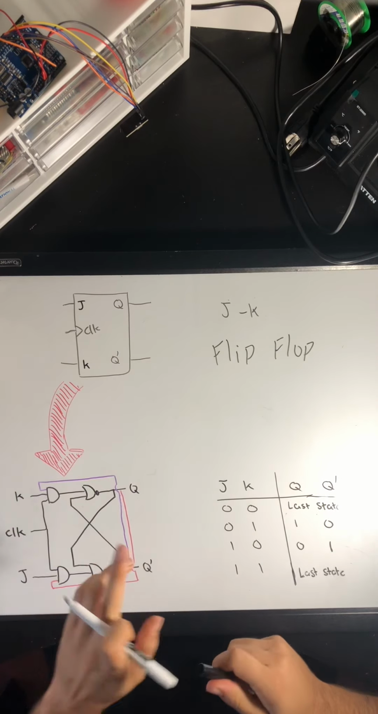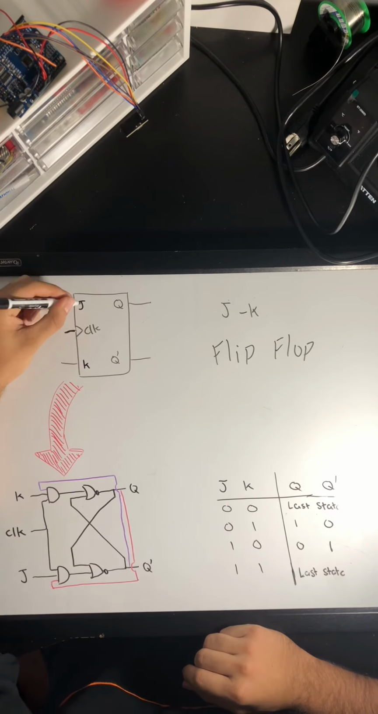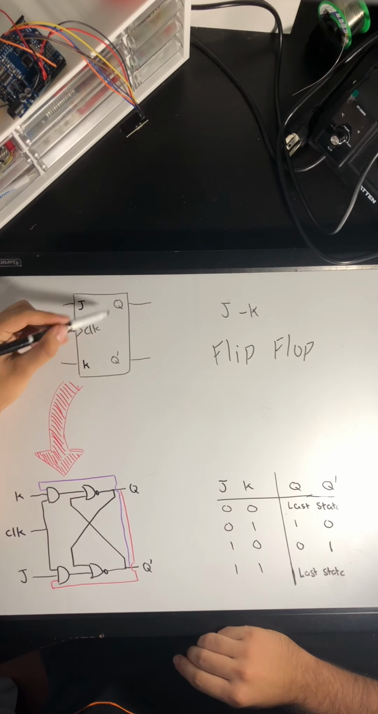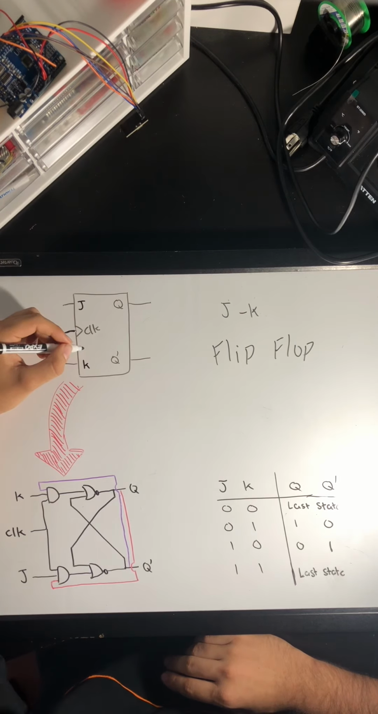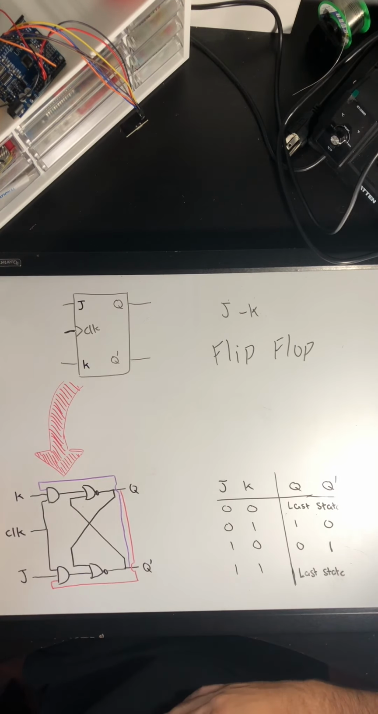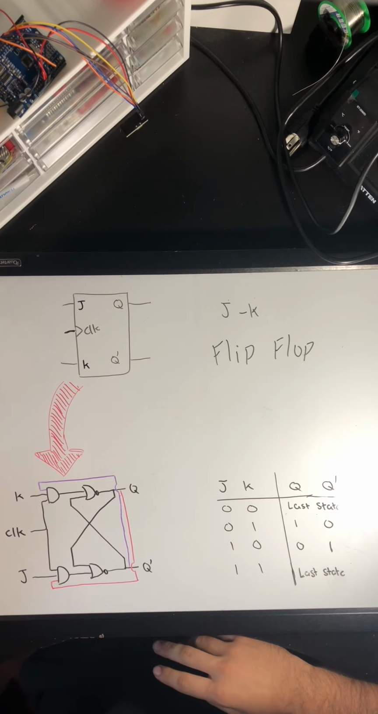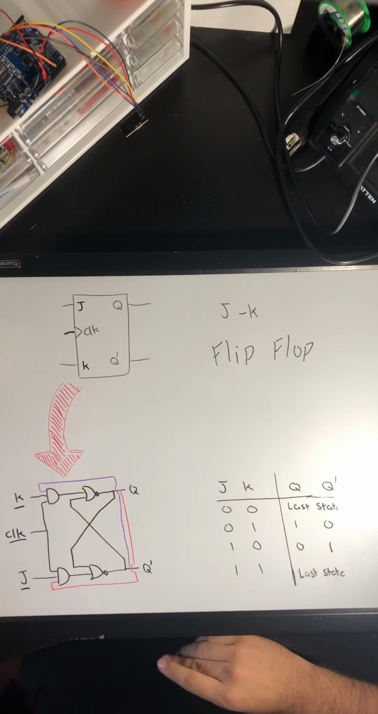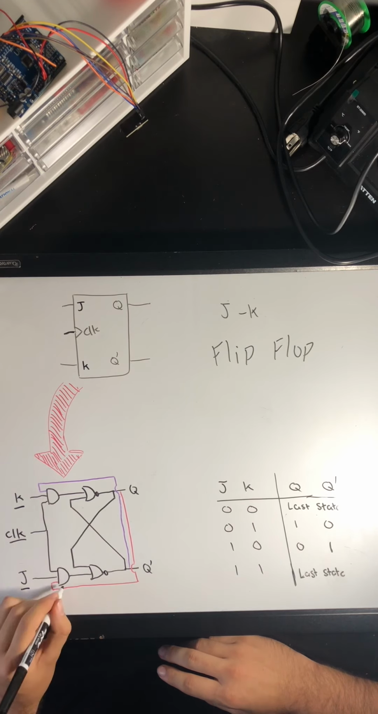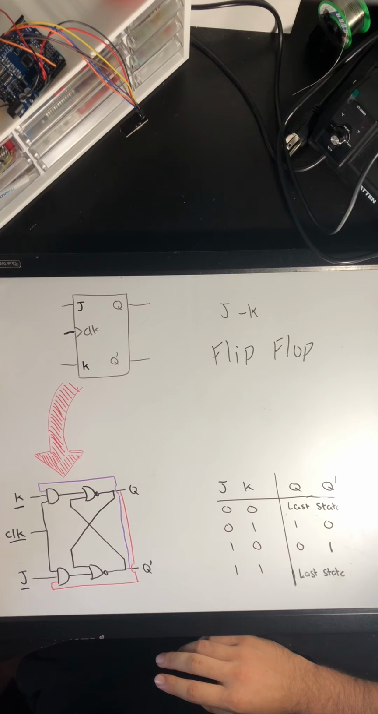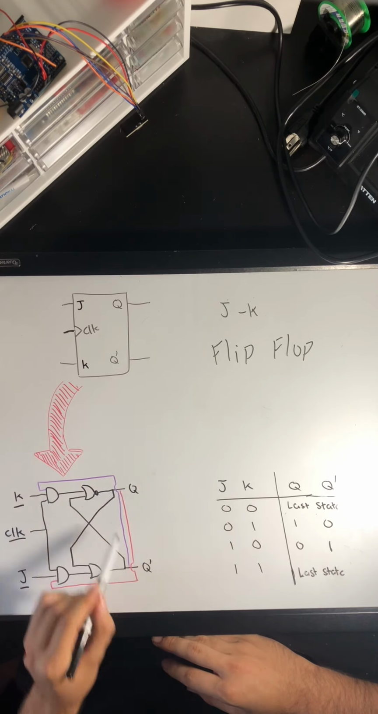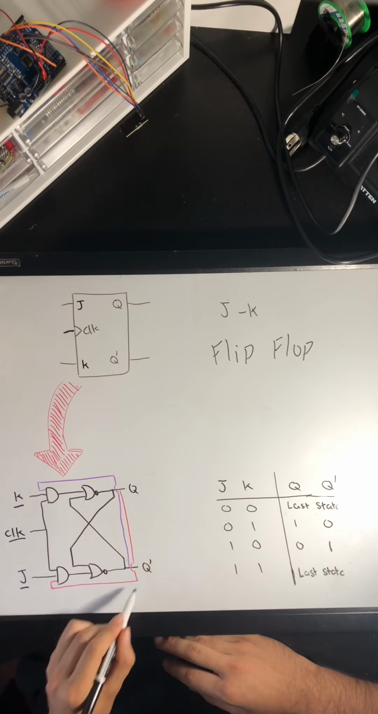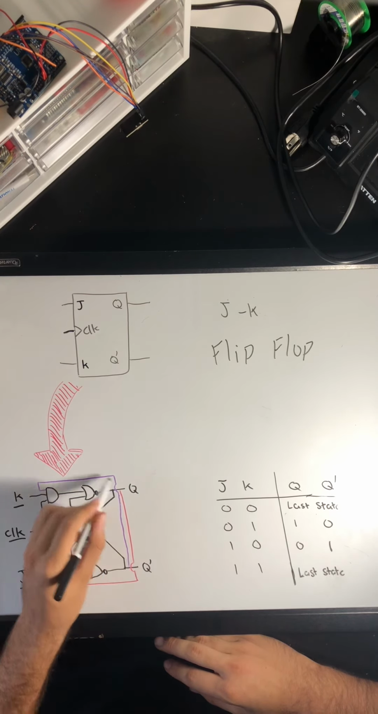Here is the simplified circuit for it. We have J, K, clock, and two outputs, Q and Q prime, which is just the inverse of Q. The JK flip-flop is very similar to the SR flip-flop, where we have a clock, a set, and a reset. And it is gated, where we have these AND gates. The other difference is that we have these outputs tied back into our AND gates here.